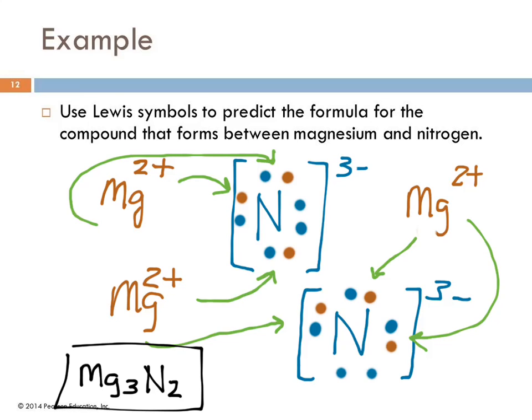And this is one of the more complicated ones. Something like the first one, potassium and chlorine, that was easy. It's just transfer an electron and be done with it. Any questions?